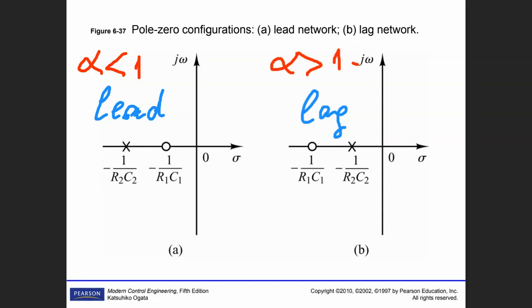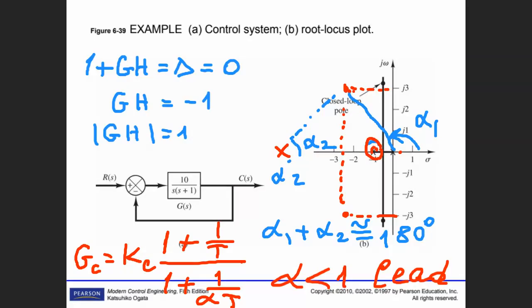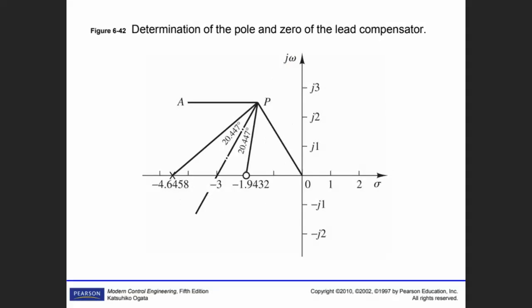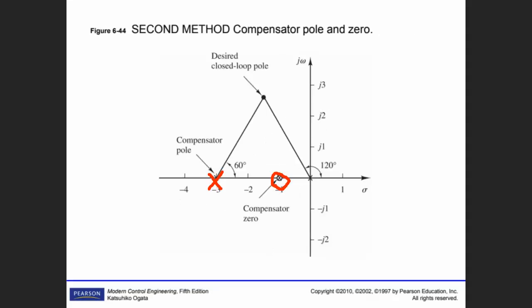But your book instead uses beta. If you read the book, in order to avoid misunderstanding between lead and lag, he always uses beta. Beta is higher than 1. But same network.